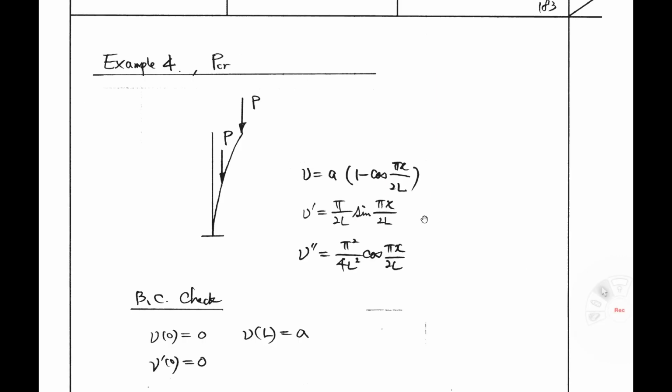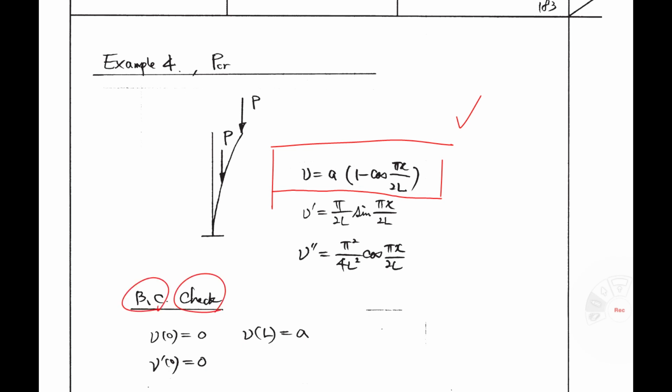In this example, also a cantilever column. The different thing is that you have force at the top and at the mid height. Firstly, you have to assume the deformation shape, right? So in this equation, you assume the displacement shape using v = A(1 - cos(πx/2L)). After assuming this displacement equation, you have to check the boundary. That means whether this equation satisfies the boundary or not.